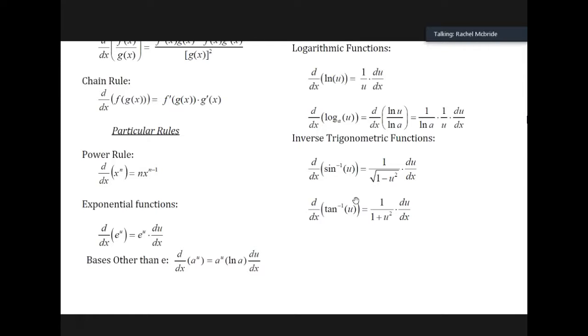You need inverse trig derivatives. You don't need antiderivatives of trig. So you don't have to be able to recognize the square root of 1 minus u squared, du/dx, as the inverse sine. But you do have to be able to take the derivative of inverse sine.